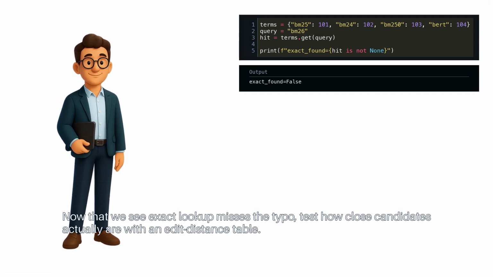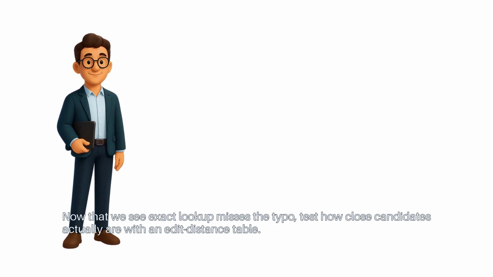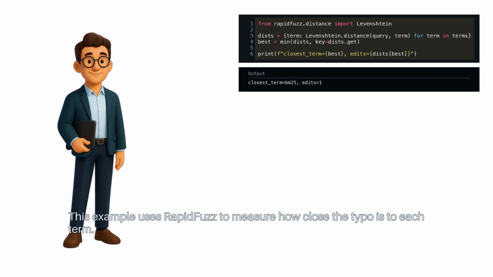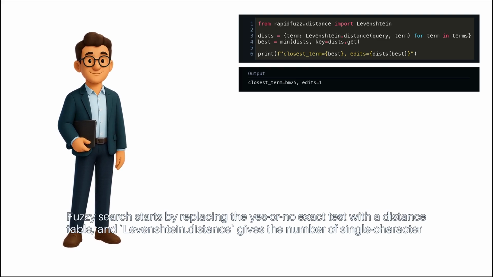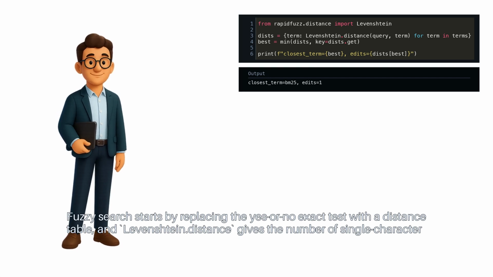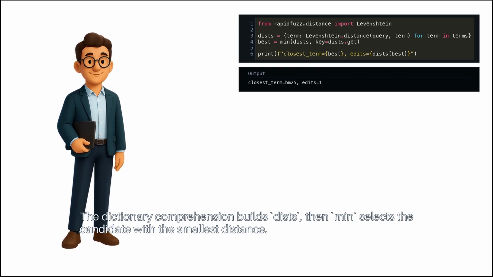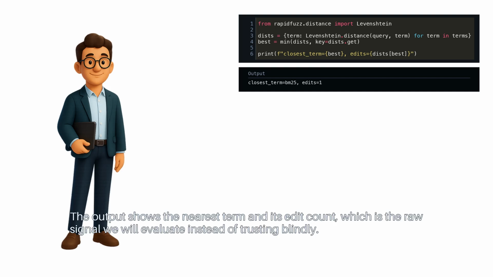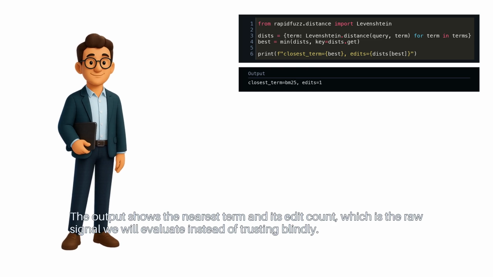Now that we see exact lookup misses the typo, test how close candidates actually are with an edit distance table. This example uses RapidFuzz to measure how close the typo is to each term. Fuzzy search starts by replacing the yes or no exact test with a distance table, and Levenshtein.distance gives the number of single character edits. The dictionary comprehension builds dists, then min selects the candidate with the smallest distance. That gives a plausible correction, but it has not proved the match is safe yet. The output shows the nearest term and its edit count, which is the raw signal we will evaluate instead of trusting blindly.